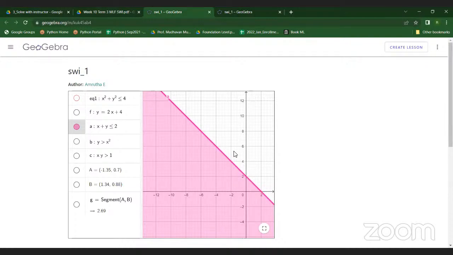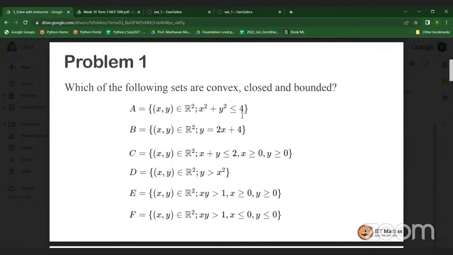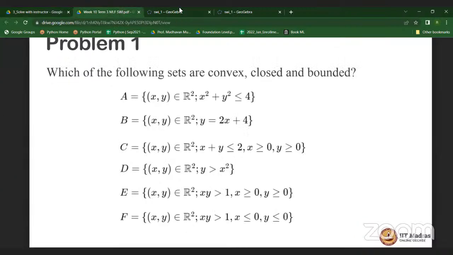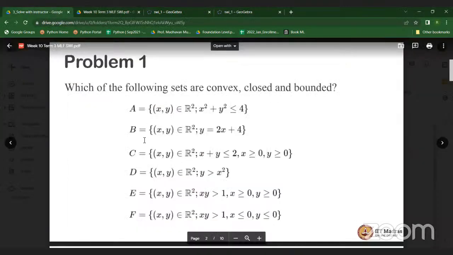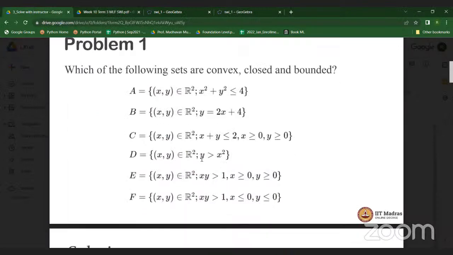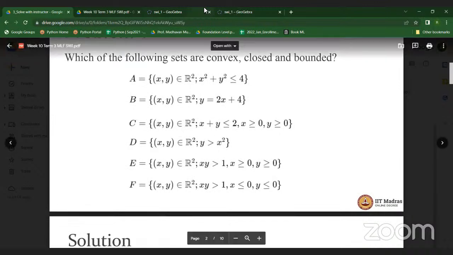The values it could take are bounded, and it's also closed because we have the limit here. The values x, y could take have a limit, so it is bounded. And we know that this line is a convex one. So yes, this one is true. C is true.